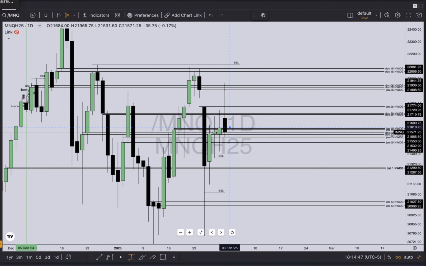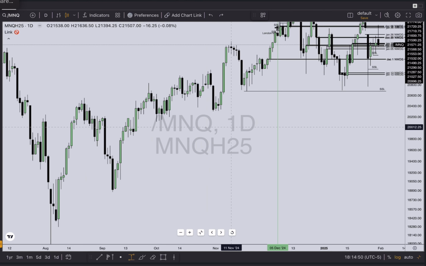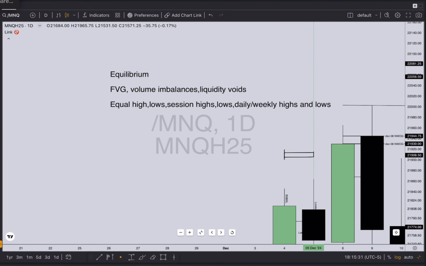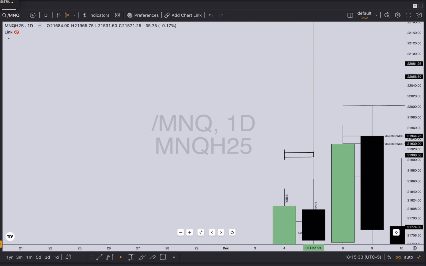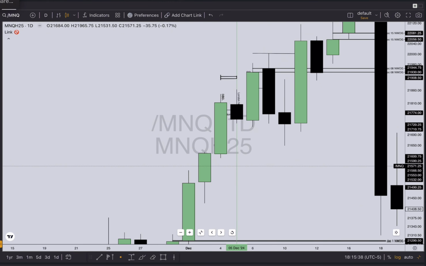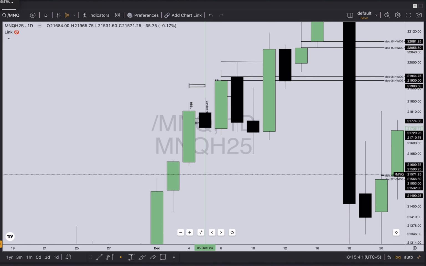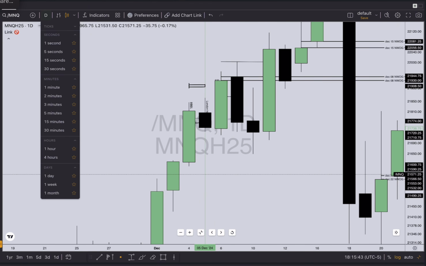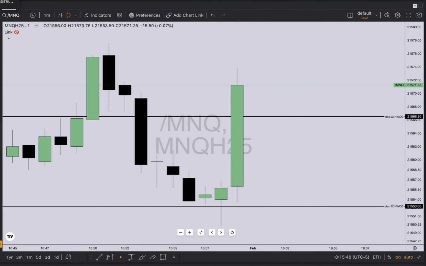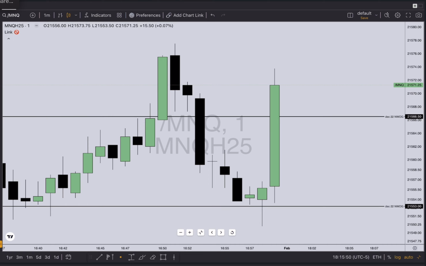Okay. So now we've talked about equal highs and lows, session highs and lows, London session highs and lows, daily and weekly highs and lows, same on the weekly chart. These are very, very important draws on liquidity. Okay, so that's basically it for the session. Again, to go over what I just said really quick. And by the way, you can go on any chart, 1 minute, 5 minute, 10 minute, 15 minute, whatever.